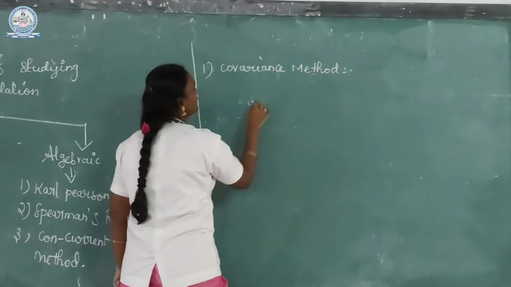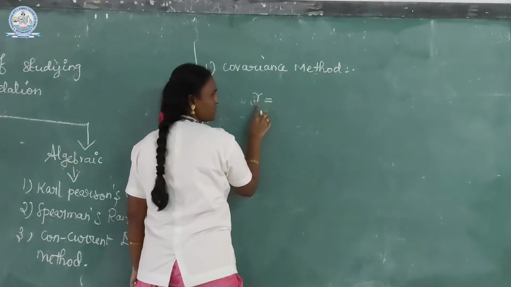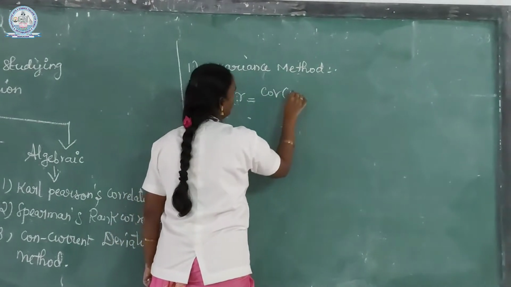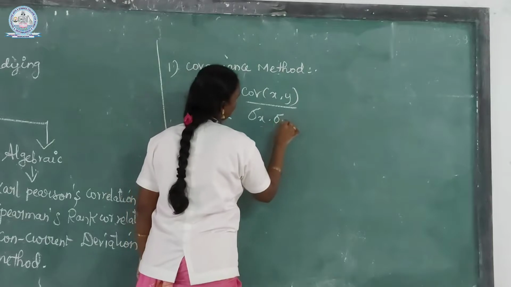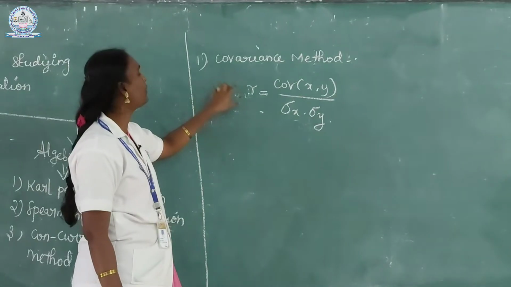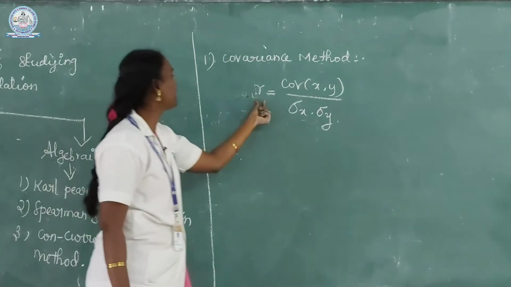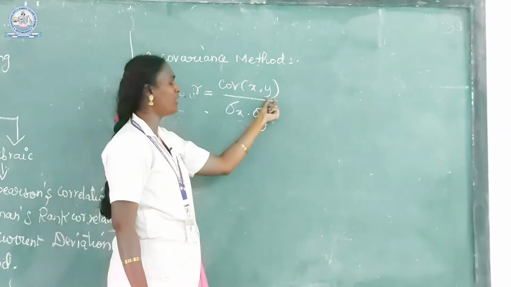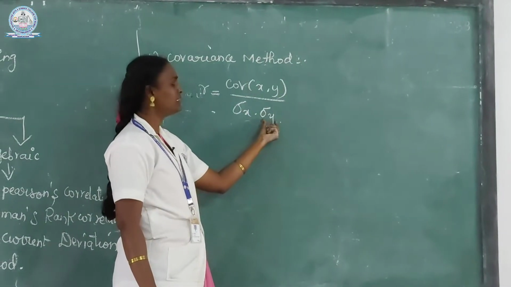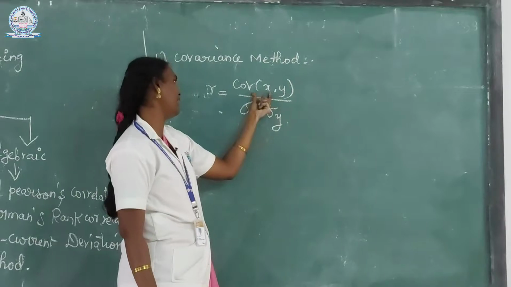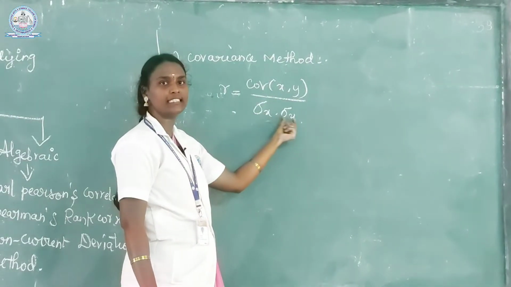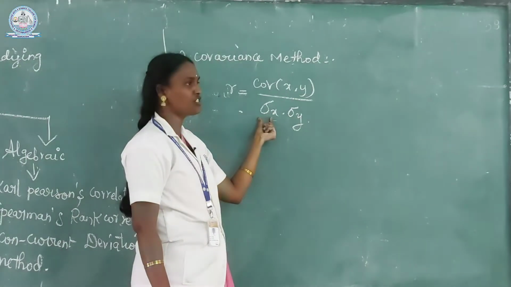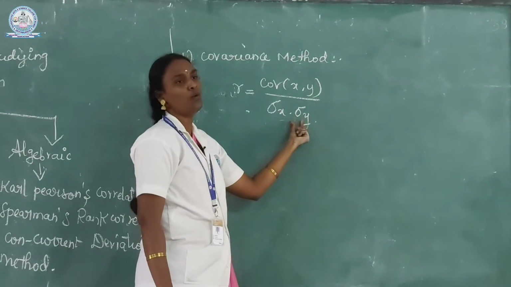In the covariance method, the formula for the correlation coefficient is R equal to covariance of x comma y divided by sigma x into sigma y. The numerator term is the covariance of x comma y, and the denominator terms sigma x and sigma y are the standard deviation values of x and y.